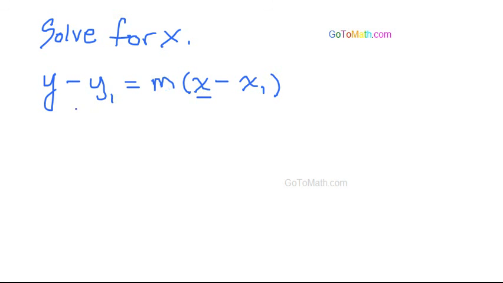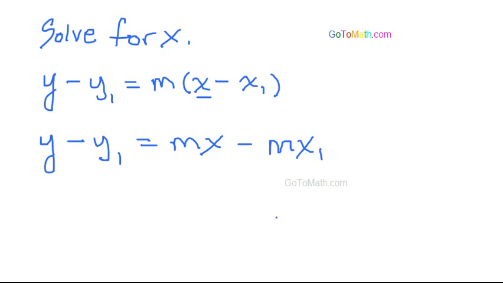And it looks like the best way to do that is we're going to have to distribute this m across. So we have y minus y sub 1 is equal to mx. Actually, we could multiply that m. You know, there's two different ways of doing this, whatever. We're just going to do it this way, okay? Alright, distribute this m across, like that.